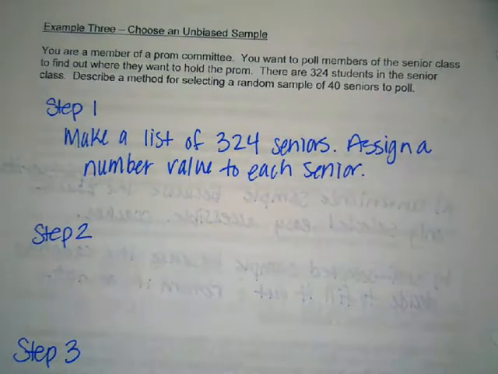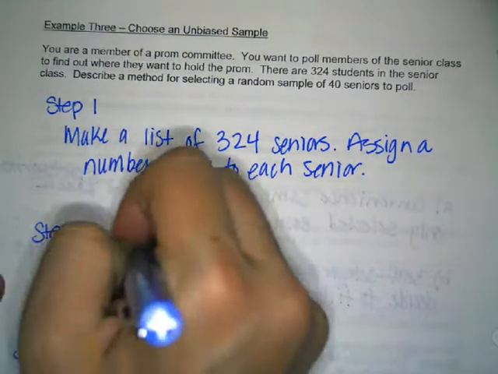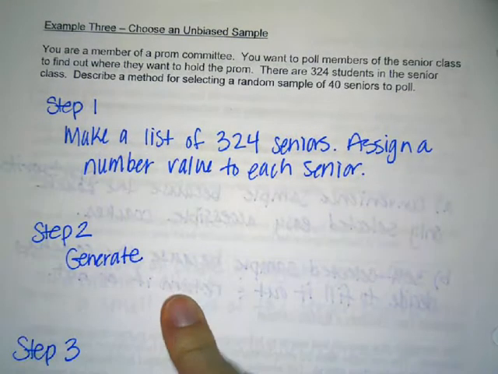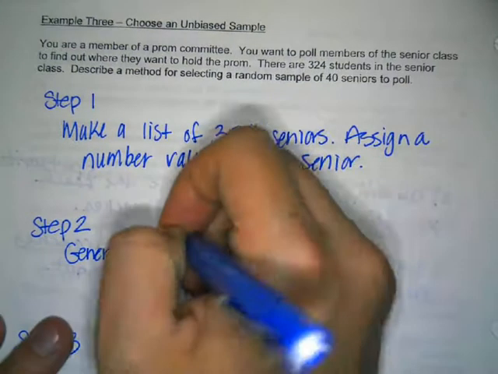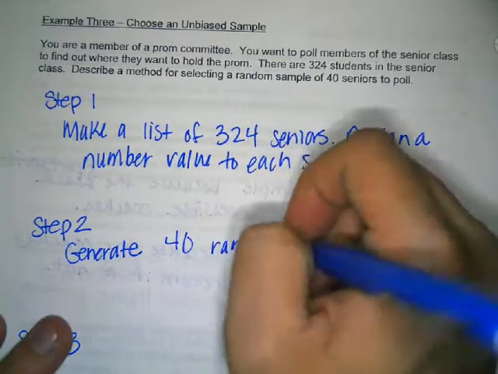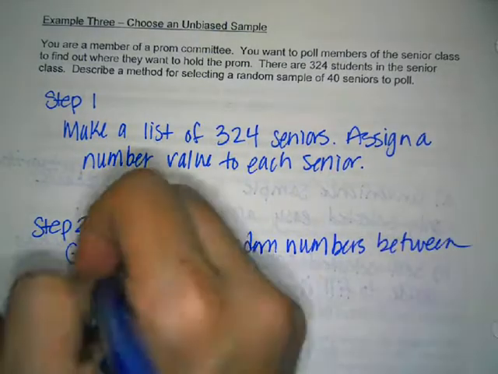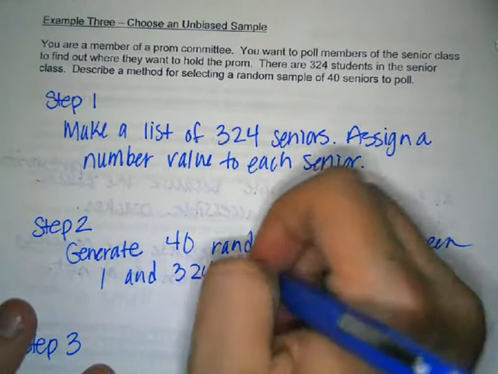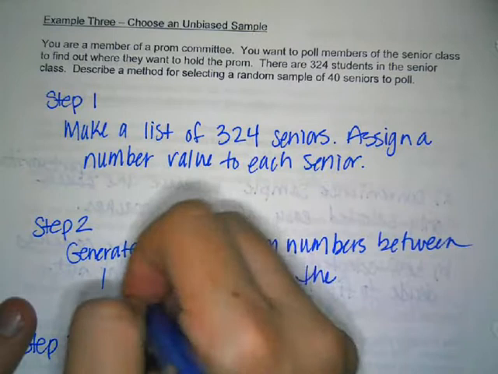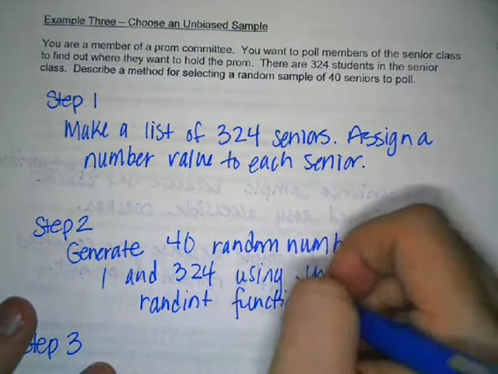From step 2, we're going to generate, how many do I need? 40. So we're going to generate 40 random numbers between 1 and 324 using the random integer function on the calculator.